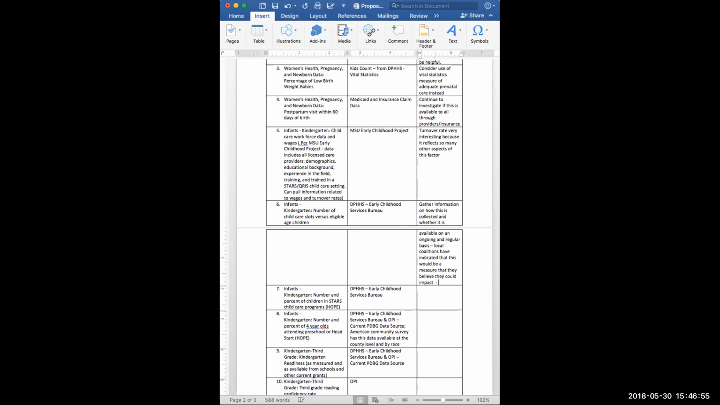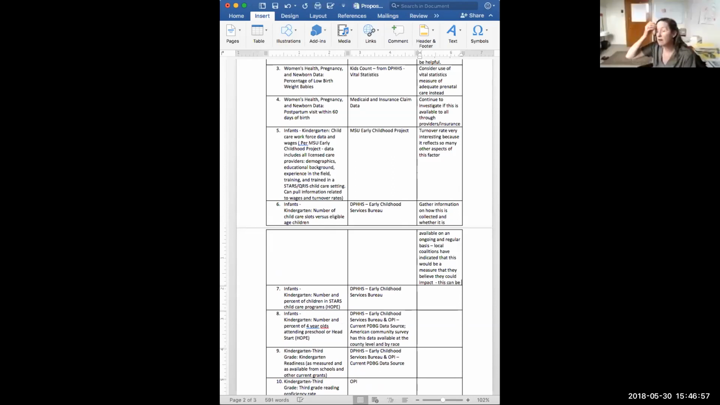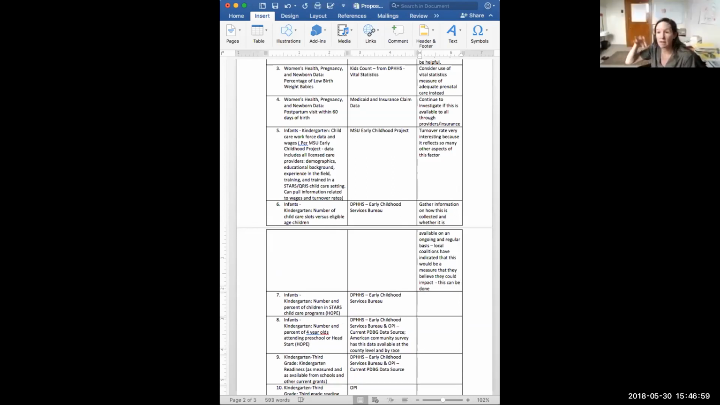Exactly, exactly. And so if one of the outcomes of this process this year is that we get enough players at different parts of the system to say, yes, this is one of the ones we want to track and this is what we'll do to help figure it out, that would be progress forward for the state.